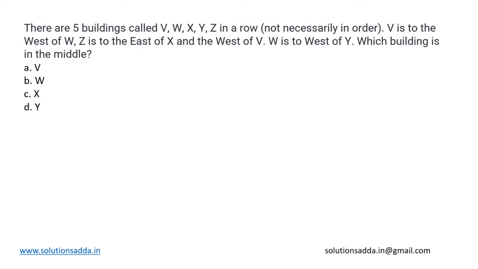It is saying that there are 5 buildings called V, W, X, Y and Z in a row, and not necessarily in the same order, such that V is to the west of W. So let us place W over here, and now the direction will be like this: north, south, west and east. So V is to the west of W, which means V is over here.